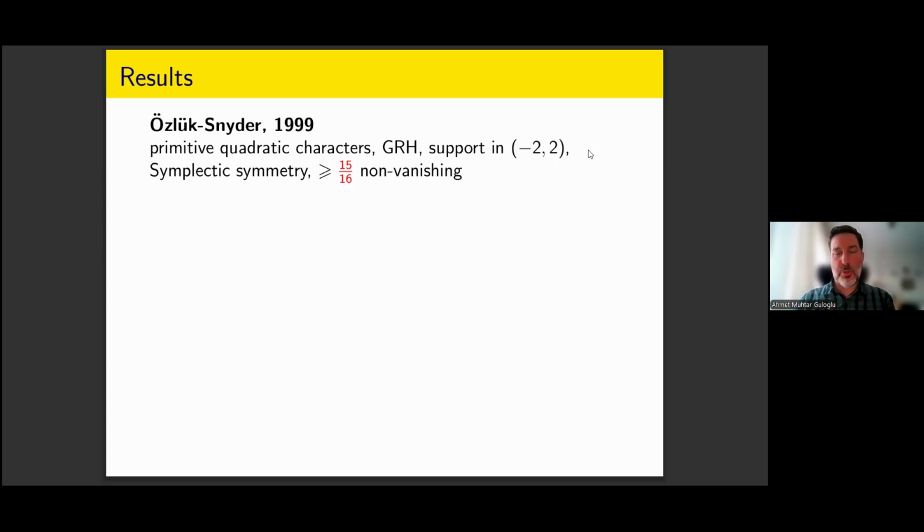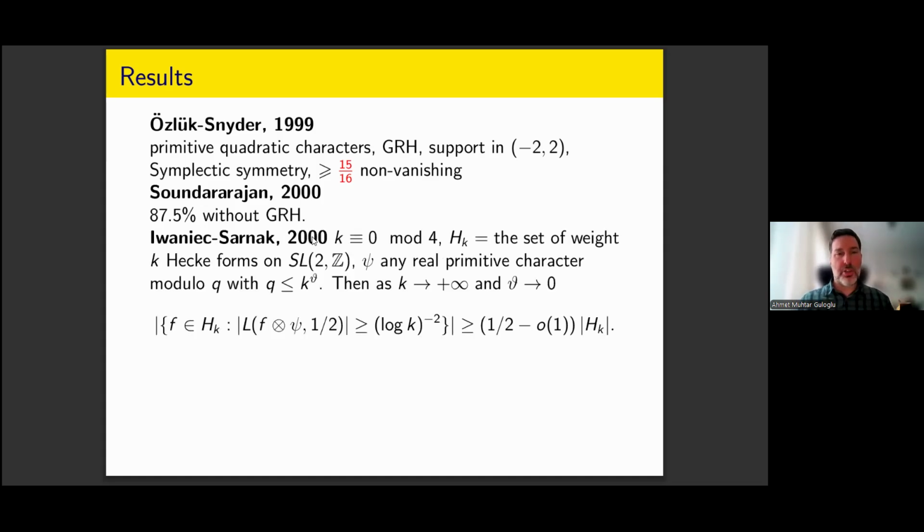Okay, so the larger the support, if you put infinite, in other words, you will get 100%. And Sandro Rajan gets this. And then here's another result that I mentioned at the beginning of my talk, due to Ivanich and Sarnak. They look at this lower bound. As you can see, this is not zero. This is a little larger than zero. So they are trying to show that these are lower bounded by this quantity. And as k tends to infinity over this family of Hecke forms, they get this lower bound. And this is a very, very good result.